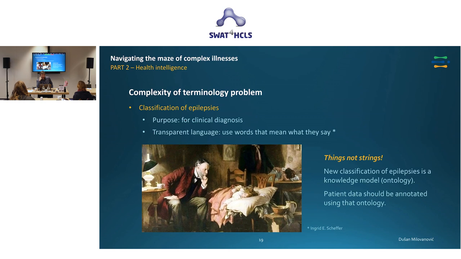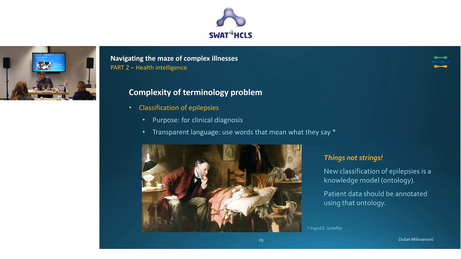So it was really important to have a classification of epilepsies. And under the name, for once, they did not overstate what they did. They understated. I'll show you briefly how it looks. It's not a classification. It's definitely, par excellence, an ontology.